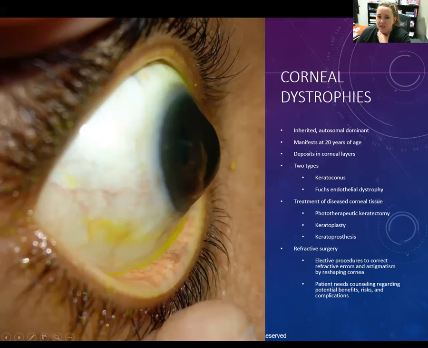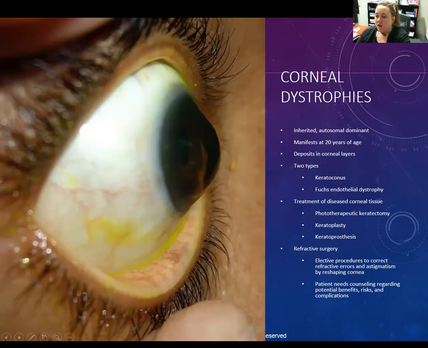Corneal dystrophies. These are inherited and are autosomal, and they manifest at around 20 years of age. We have deposits. You can see how thick and exaggerated this is. So we have deposits in the corneal layers. Keratoconus is the most common type of corneal dystrophy.